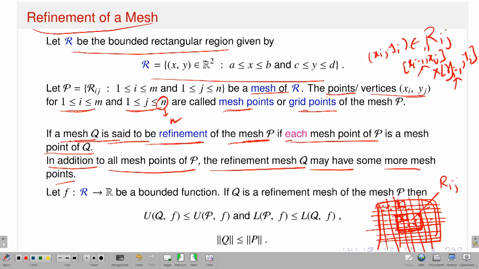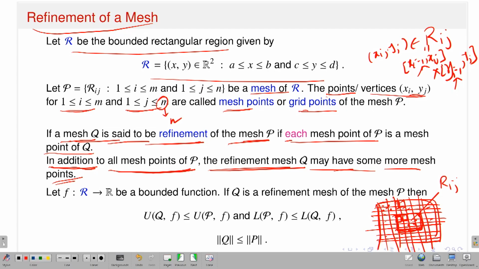So, of course, the points x_i, y_j are mesh points of your finer partition Q, that is okay, but at the same time you have more points inside your cell Rij, and these are the additional mesh points corresponding to the partition Q that are not in P. So in Q you will have more mesh points compared to the earlier partition P. That is exactly what I have written. In addition to all mesh points of P, mesh points or grid points, which are (x_i, y_j), the refinement mesh Q may have some more mesh points.